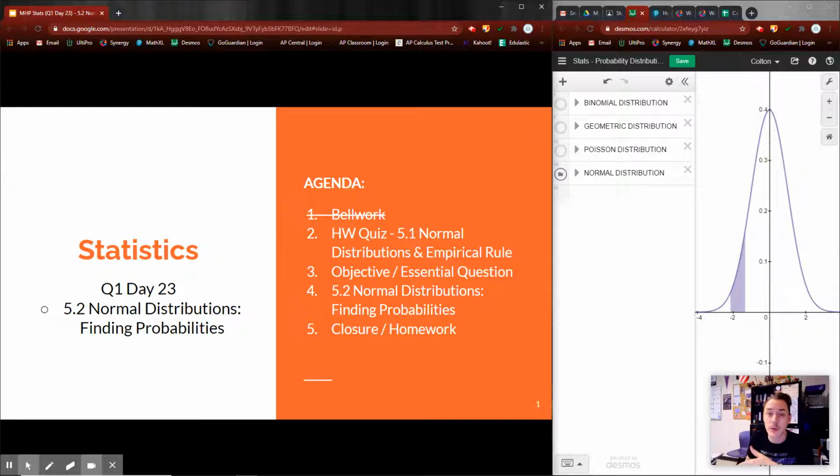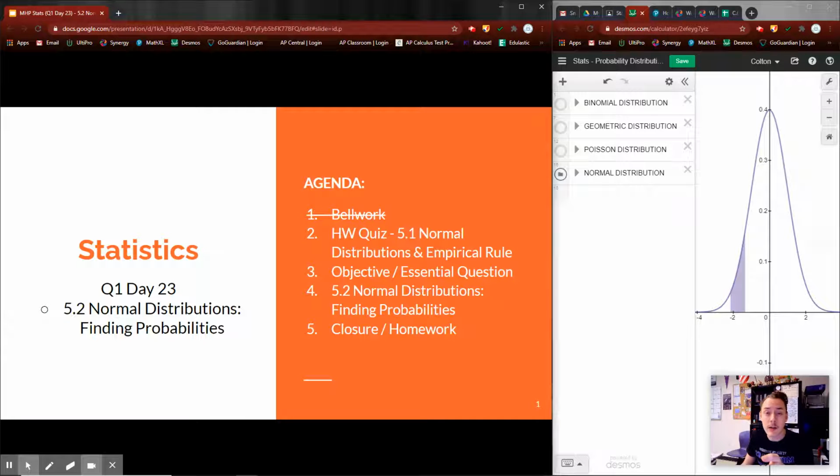We looked at the empirical rule. We saw how the percentages are affected by moving your standard deviation and mean, but we also saw the standard normal distribution where we use z-scores, where your mean is always 0 and your standard deviation is always 1. And then we found the area that corresponds to any given z-score, either to the left or right or in between. That's what we did for 5.1.